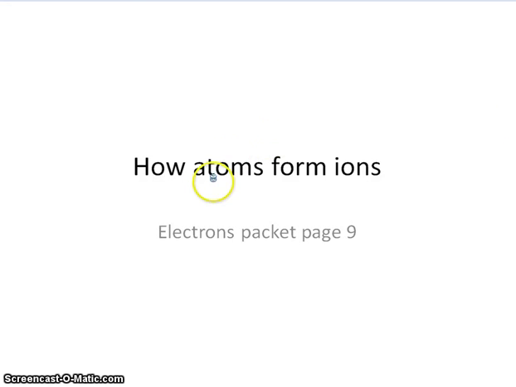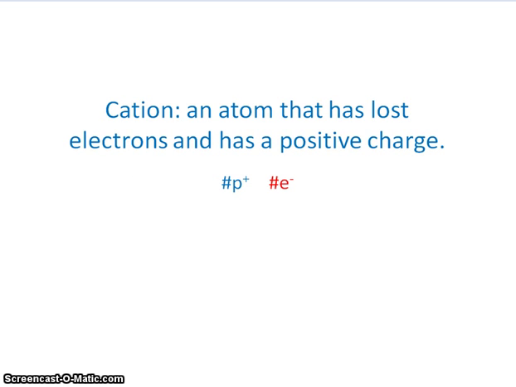This video is going to explain how atoms form ions. This goes with page 9 in your electrons packet. In the atomic theory unit, we introduced you to the concept of a cation, which is an atom that has lost electrons, so it has a positive charge. If it lost electrons, that means its relationship of protons to electrons gives you more protons. That's where the positive charge comes in.